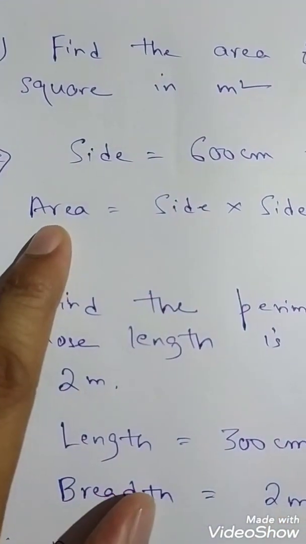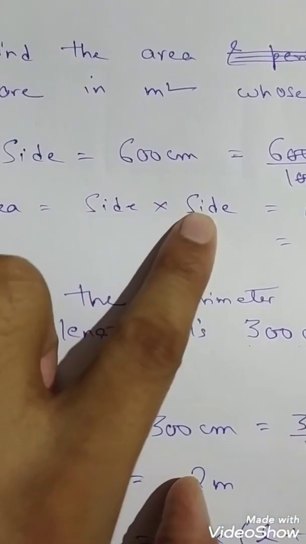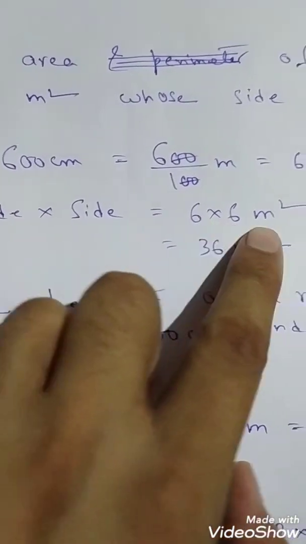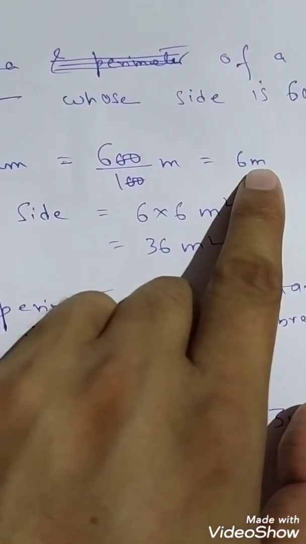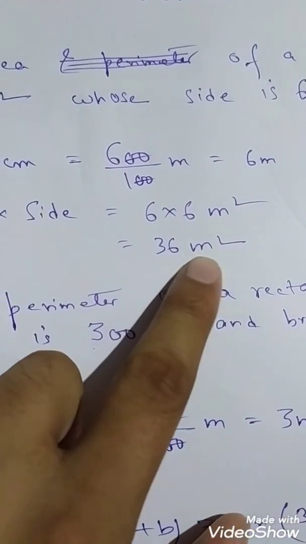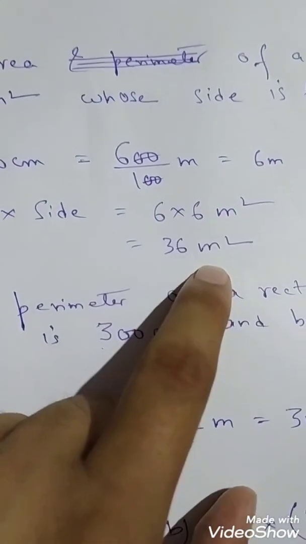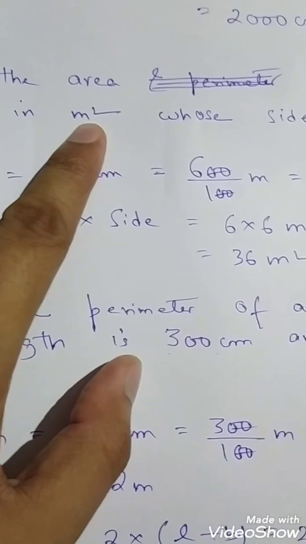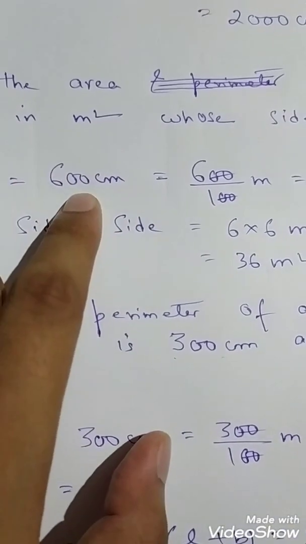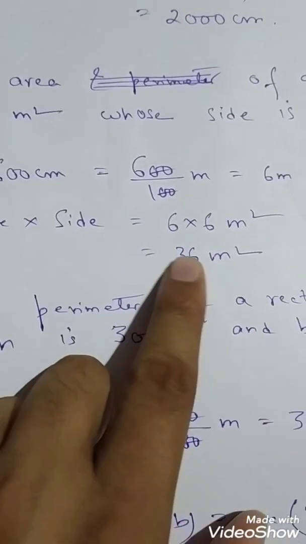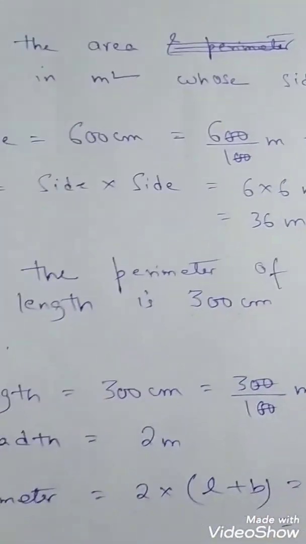Now the area formula is side into side. So 6 into 6 meter square, because here we have converted to meters. So your answer is 36 meter square. Because the question asks for the area in meter square, first you have to change the centimeter to meter, then multiply to get 36 meter square.